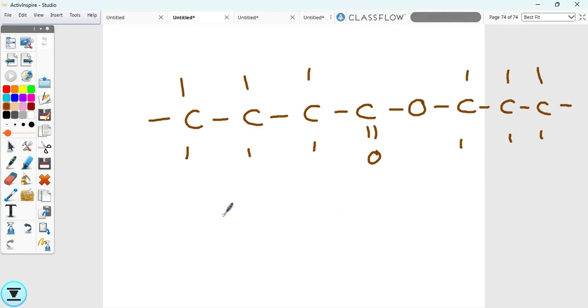Yeah, say again. Good. So propyl butanoate. And let's say they now ask you for, okay, let's first say they ask you for a functional group isomer. What are you going to say?